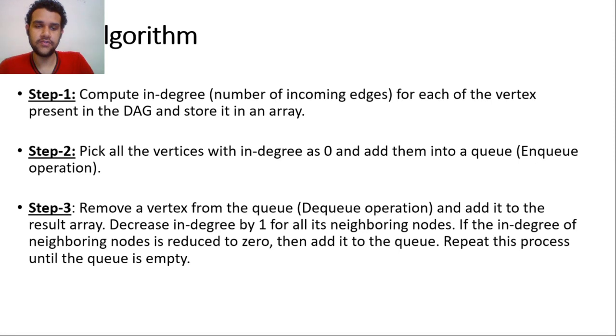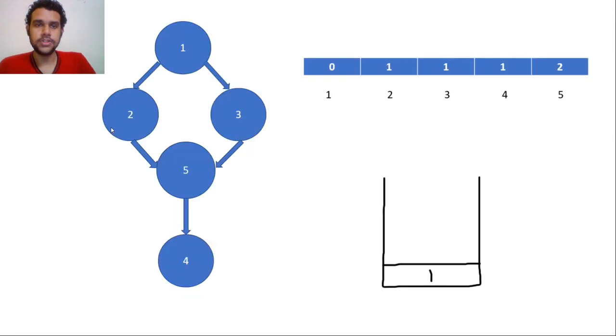If the in degree of adjacent vertices is 0, we add it to the queue, and we continue to repeat this process until the queue becomes empty. The final topological order is stored in our result array. So let us understand it from this graph. Suppose we have this graph 1, 2, 3, 5, 4.